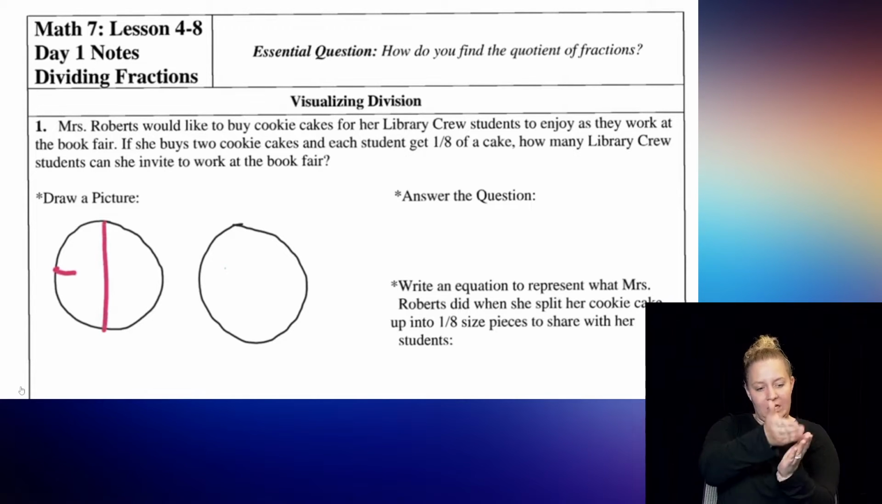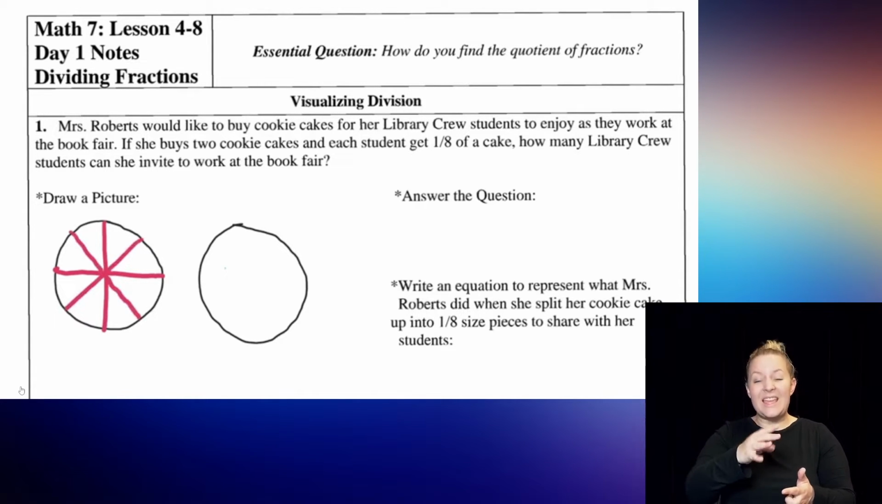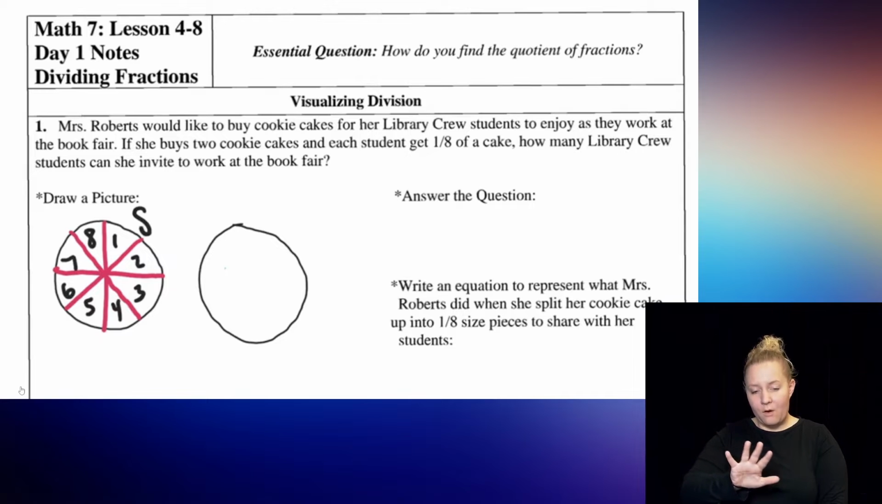Let's go ahead and cut it in half. Then I cut it in fourths. In order to get 8 pieces, you're going to go ahead and go diagonally through the middle as well. So now I have 1, 2, 3, 4, 5, 6, 7, and 8 pieces here on this cake. And then same thing over here on the second cake.